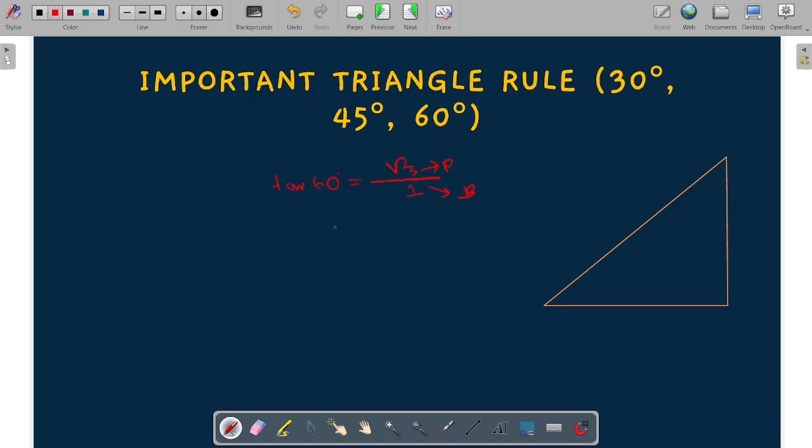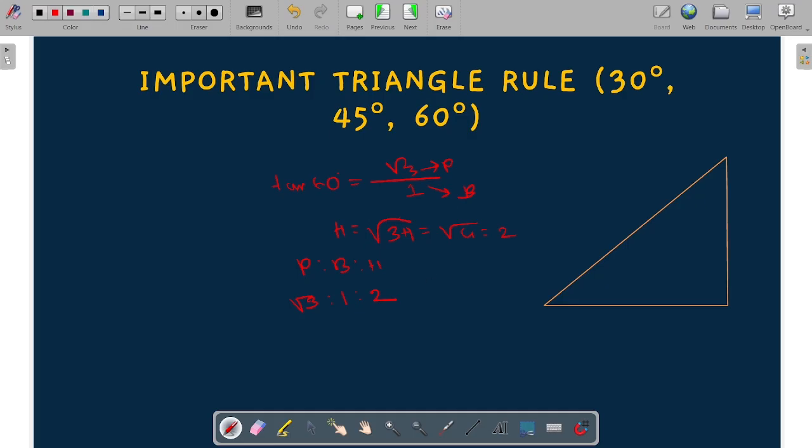First of all, we will find H. H² will be 3, √3 square means 3, and then 1 square is 1, equal √4, equal 2. So what will be the ratio? P is to B is to H ratio will be √3 is to 1 is to H means 2.